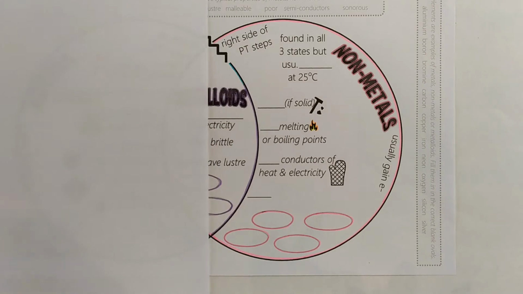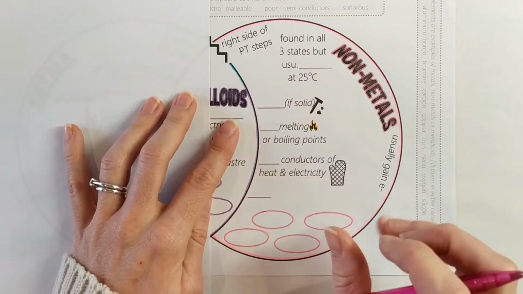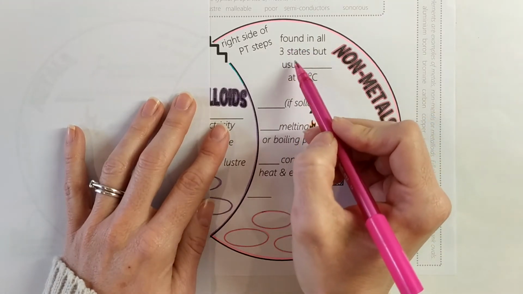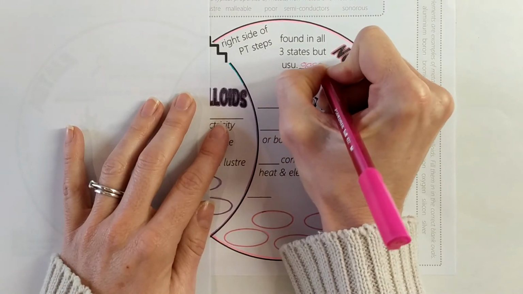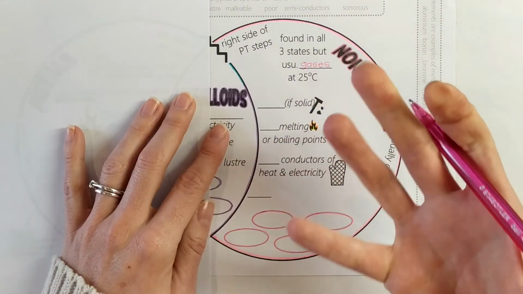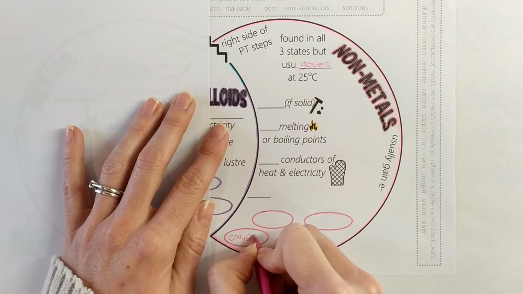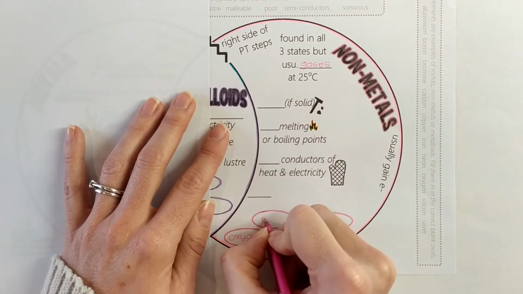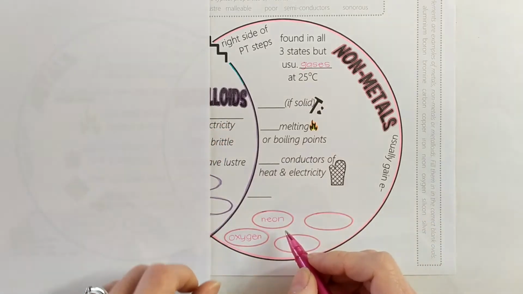Now if we have a look at non-metals, they have slightly different properties, and it's quite difficult for me to find examples of non-metals in their elemental state because many of them are found in all three states, but they are usually gases at room temperature. So it's quite difficult for me to show you examples. For example, in air, we are breathing in oxygen. That's an example of a non-metal. Another example of a gas is one of the noble gases or inert gases. That's neon, like you would find in neon signs.